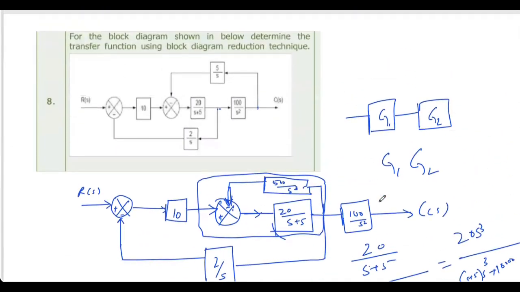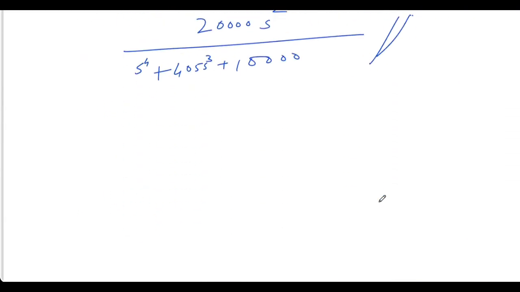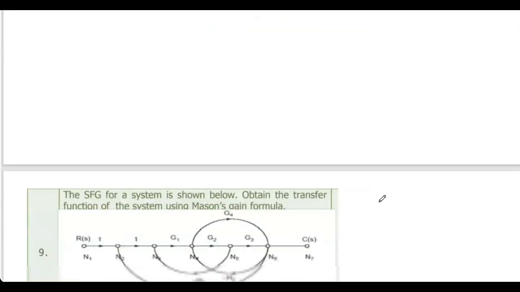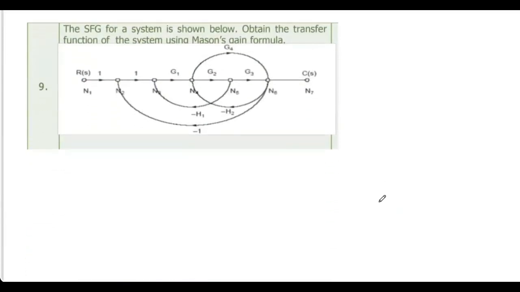Yes, sir. The SFG of a system is shown below. Obtain the transfer function using Mason's gain formula. Now, how many loops are there? One, 3, sir. One loop.